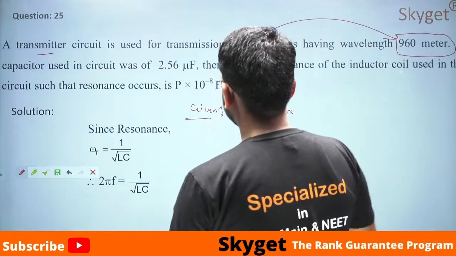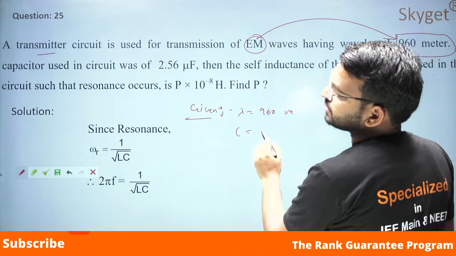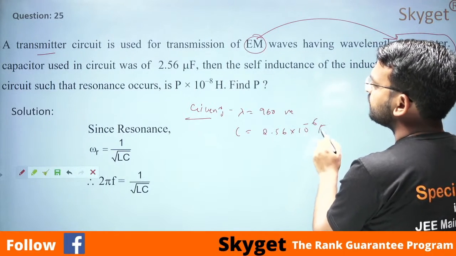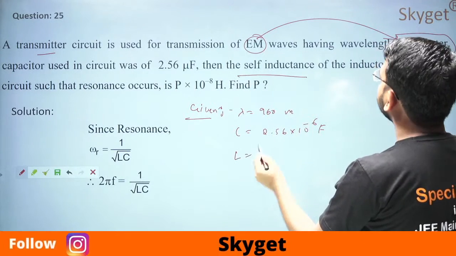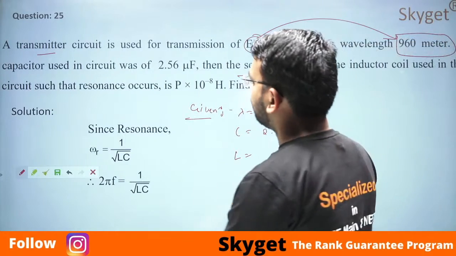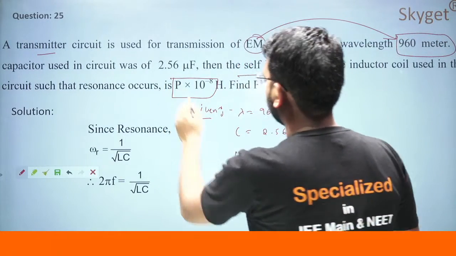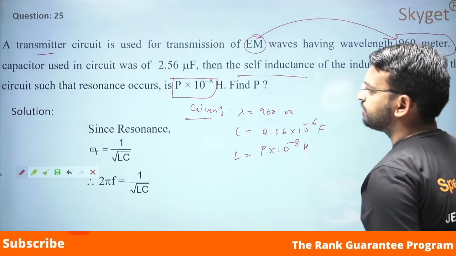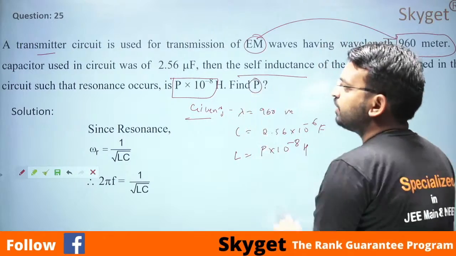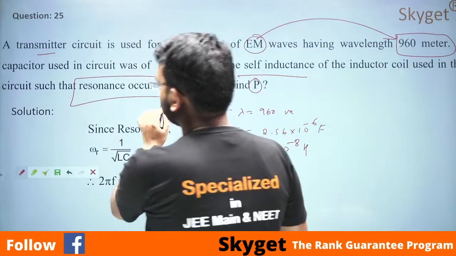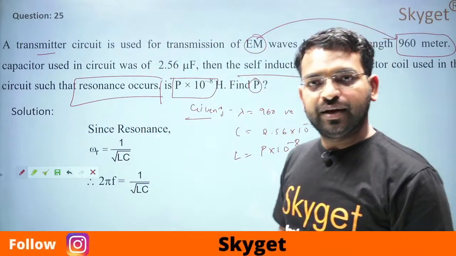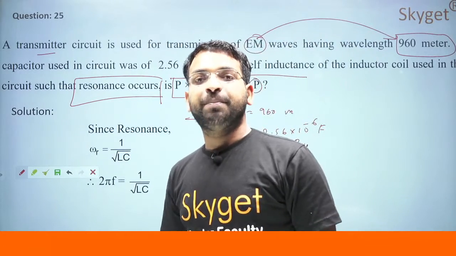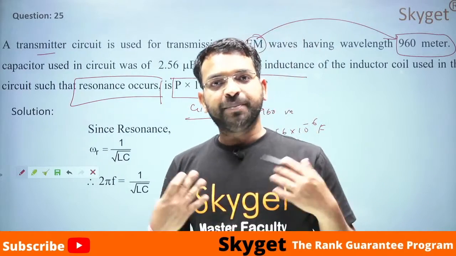Then they have given the capacitor. The capacitor is 2.56 microfarad, meaning 10 to the power minus 6 farad. The self inductance is L, which is given as P into this value, and I'm sure they are asking for this value, in henry. And one more thing is happening: they are saying that when you connect those C and L across the circuit, resonance is happening. And resonance means the power becomes maximum, the current becomes maximum.